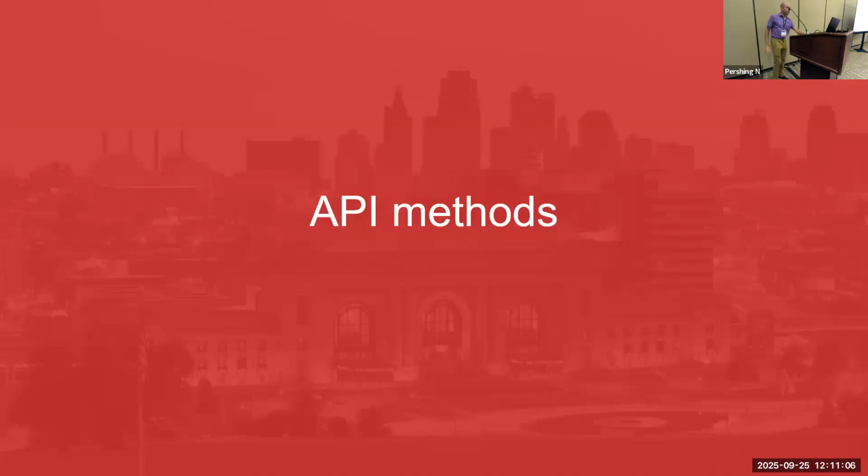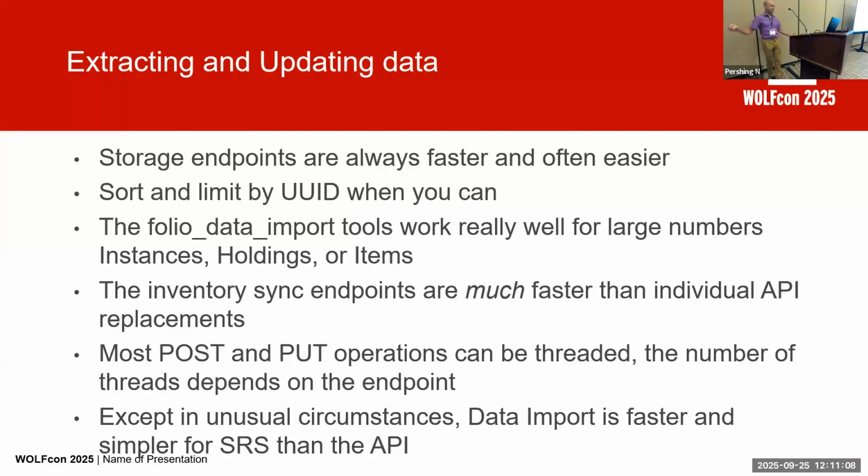API methods. One of the things I've noticed in the wild when I see other people doing API work is when they're working with inventory, they tend to use the inventory endpoints. There's a lot of good reasons to do that. One is that it often combines information that you want. For example, you'll have your instance holdings and items together, and people are often thinking about those things.